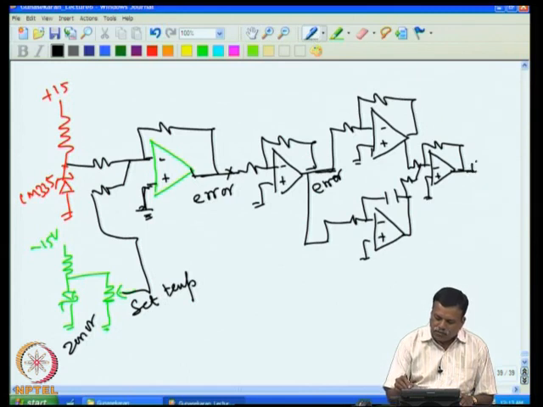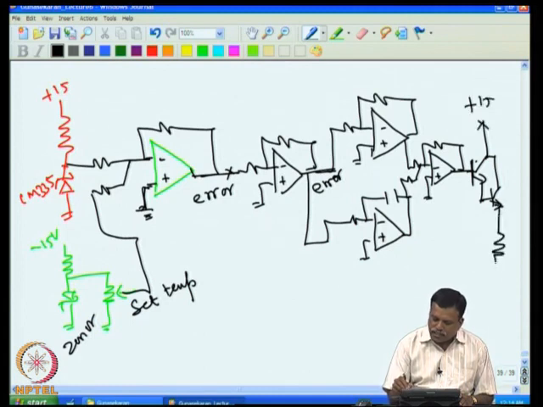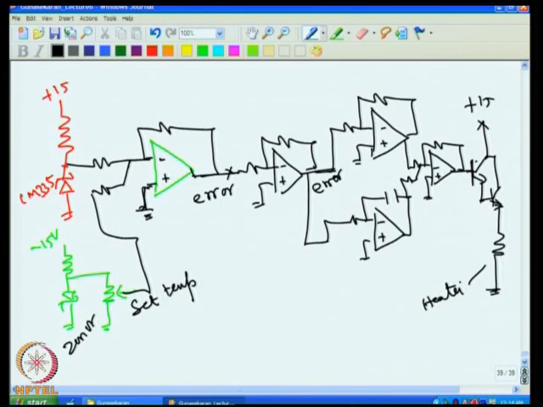So the heater can be driven through our standard, for example we can have plus 15, and then we can have a heater here. So that is a heater voltage, a heater. So this is a circuit diagram of a PI temperature controller.